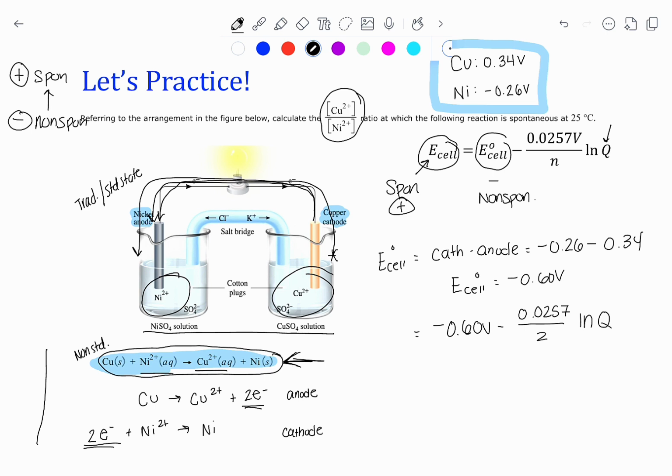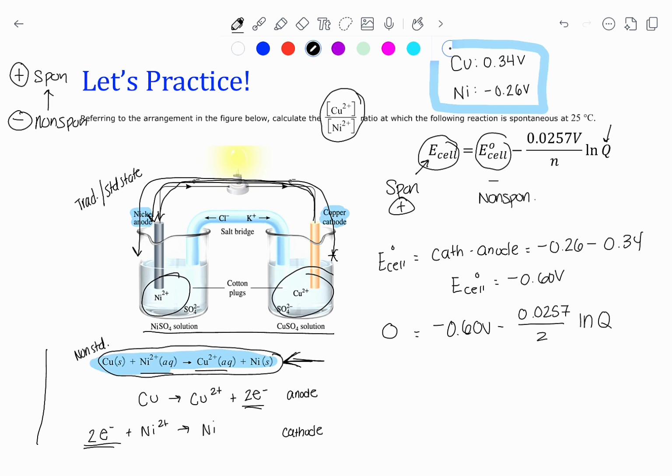The number where I go from a negative to a positive. That is going to be 0. So our definition of E cell at non-standard state is going to be 0. So the minimum concentration that these are going to be when I become spontaneous at 0 volts. So when does that start to switch over? So now this becomes a lot easier of a problem to solve for because of that 0.